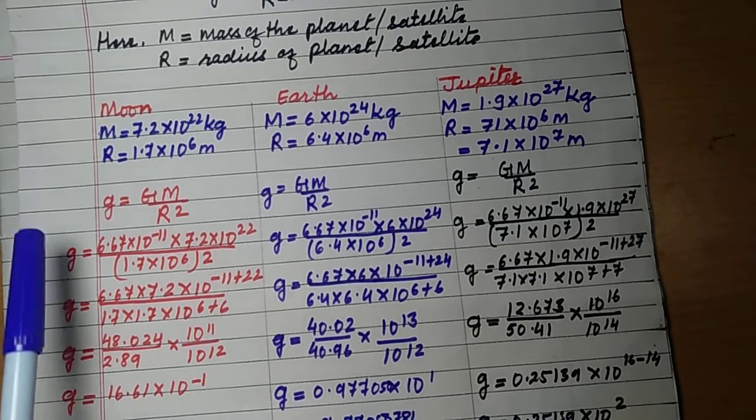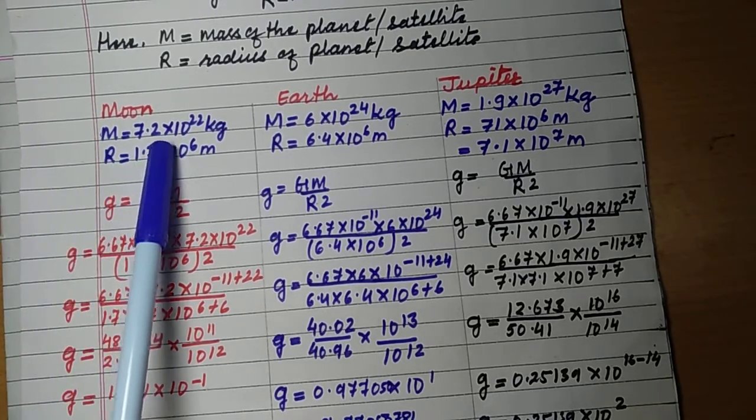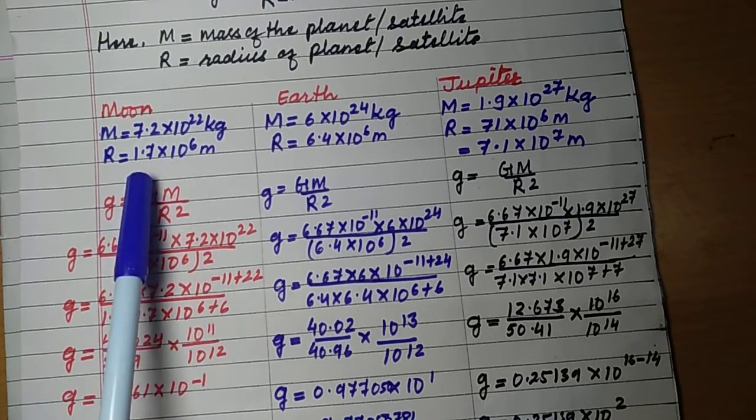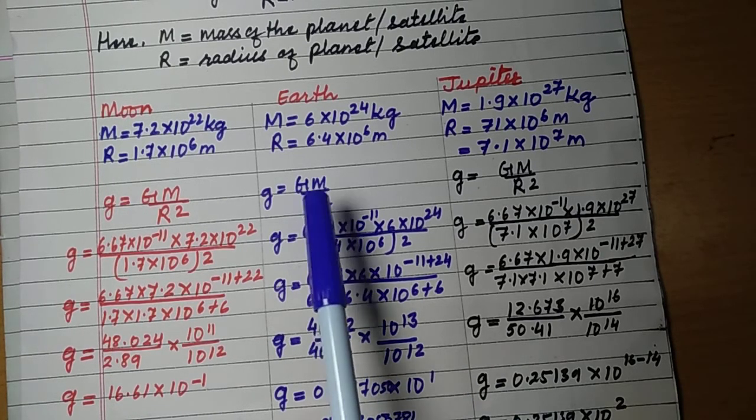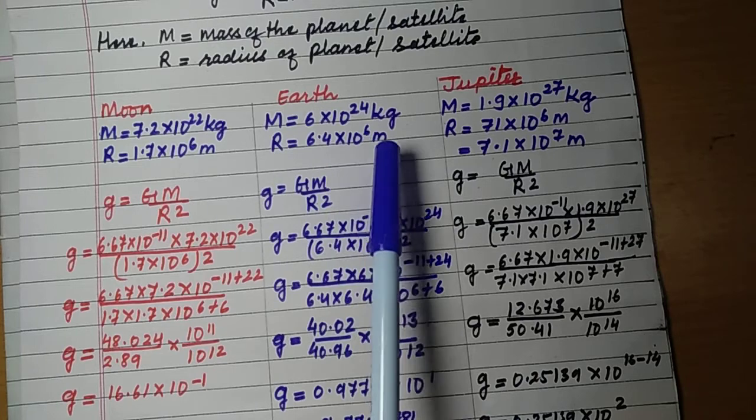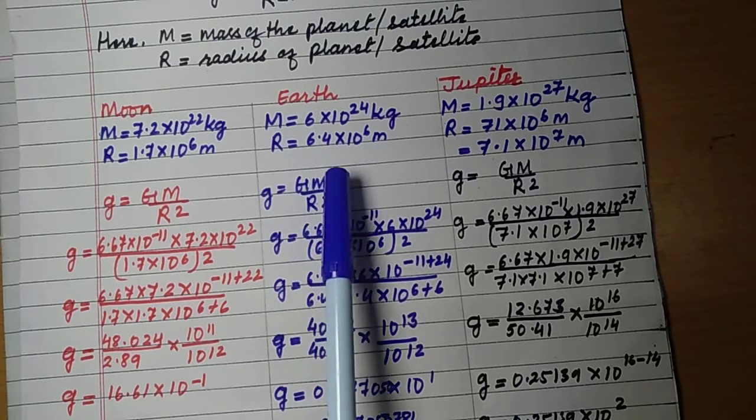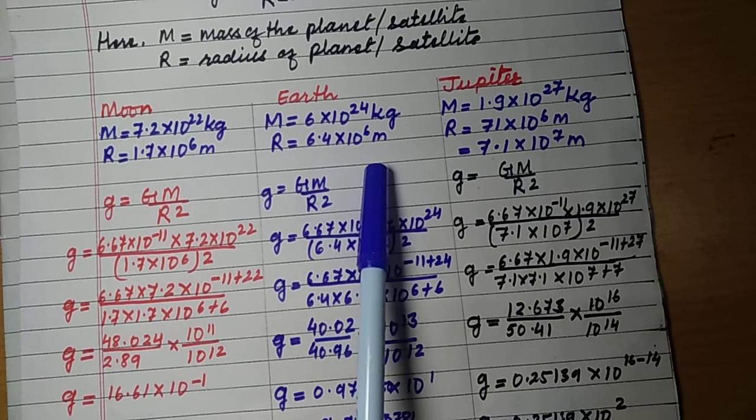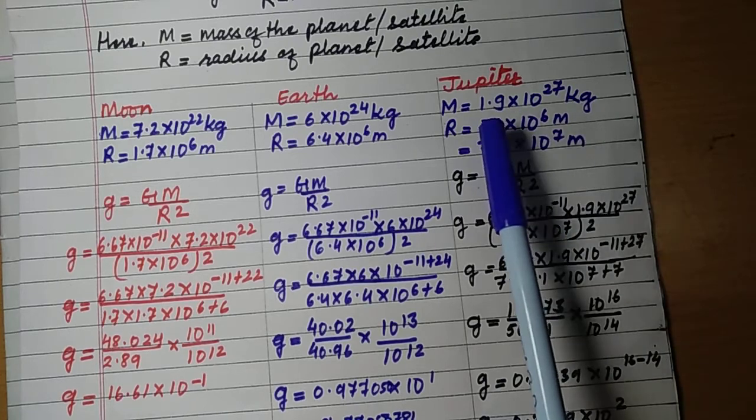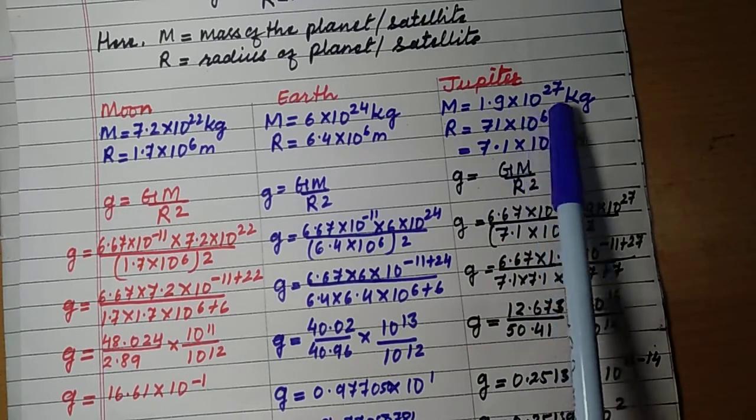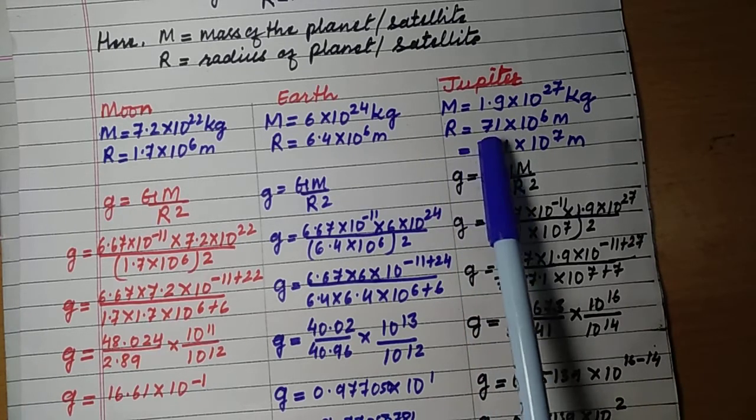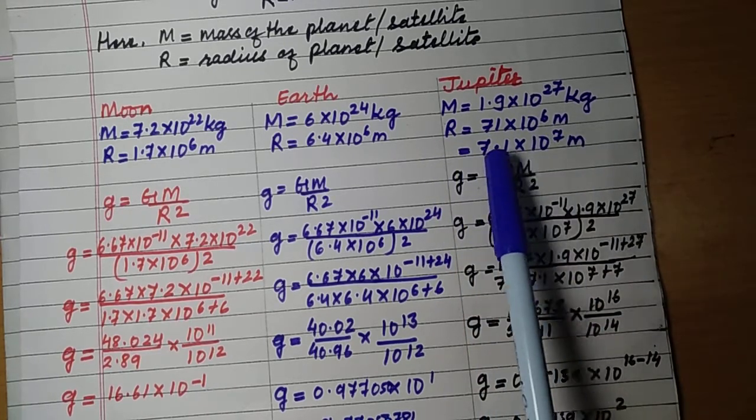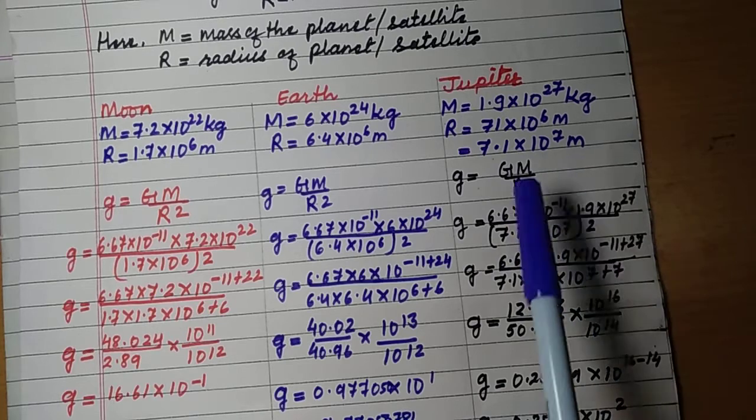Now, the mass of the moon is 7.2 into 10 to the power 22 kg. Radius is 1.7 into 10 to the power 6 meter. Earth mass is 6 into 10 to the power 24 kg and radius is 6.4 into 10 to the power 6 meter. Similarly, the mass of Jupiter is 1.9 into 10 to the power 27 kg and radius is 71 into 10 to the power 6 meter or 7.1 into 10 to the power 7 meter.